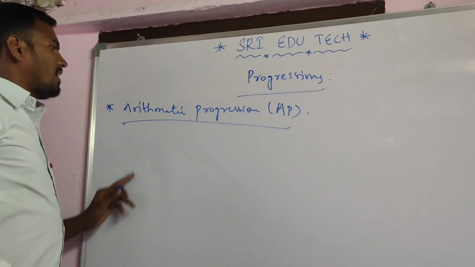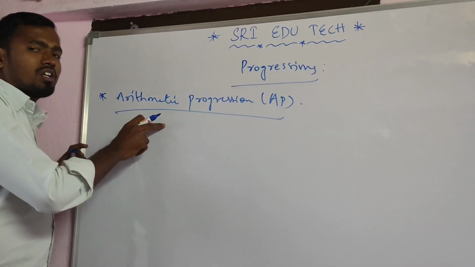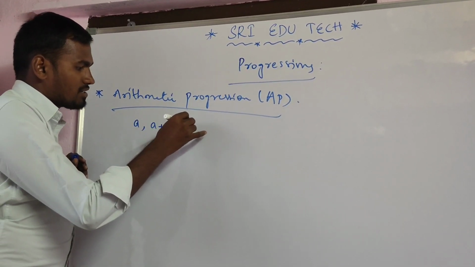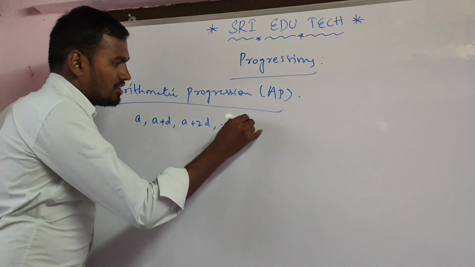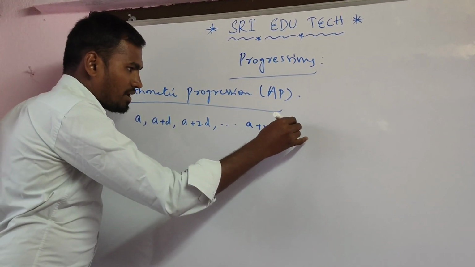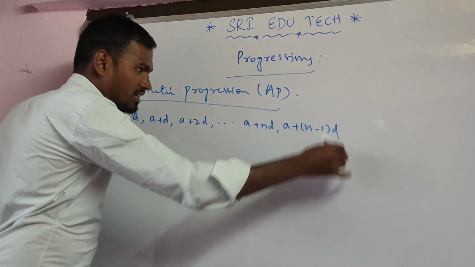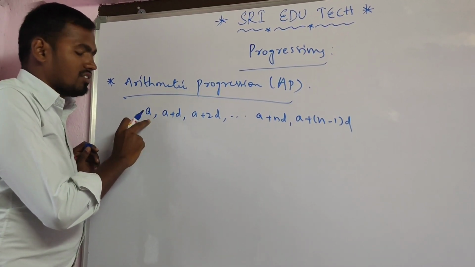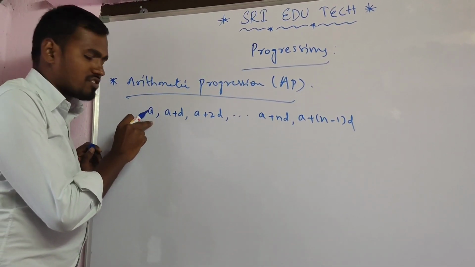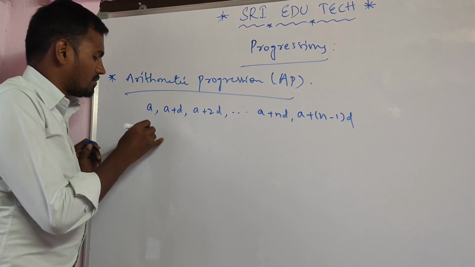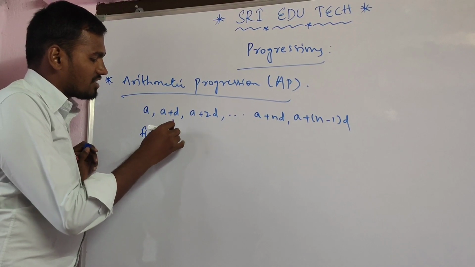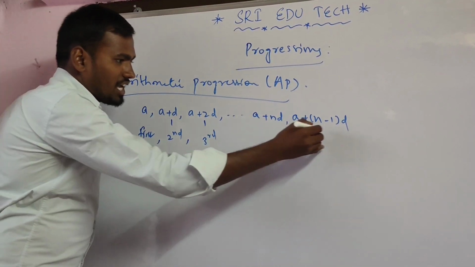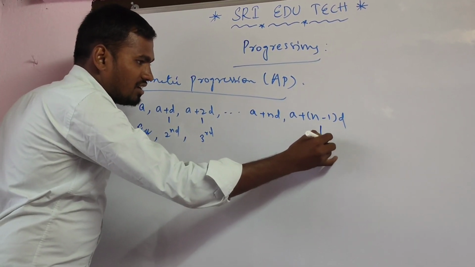The general form of arithmetic progression is a, a plus d, a plus 2d, and so on, up to a plus (n minus 1) into d. This is called the general form. In this, the first term is a. A plus d is the second term. A plus 2d is the third term. Then a plus (n minus 1) into d is the nth term.